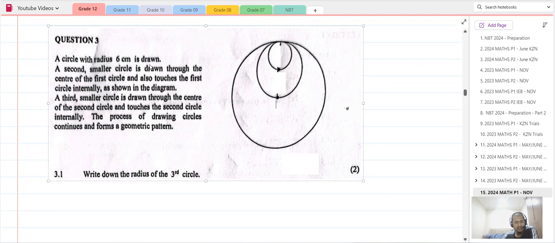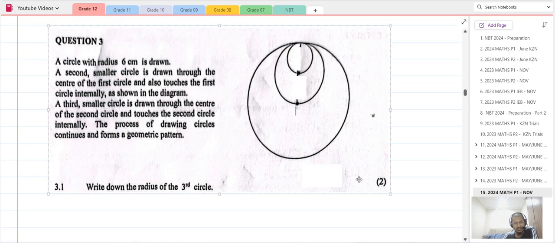Right, a circle with the radius 6 centimeters is drawn. A second smaller circle is drawn through the center of the first circle and also touches the first circle internally, as shown in the diagram. So this was radius 6. A third smaller circle is drawn through the center of the second circle.